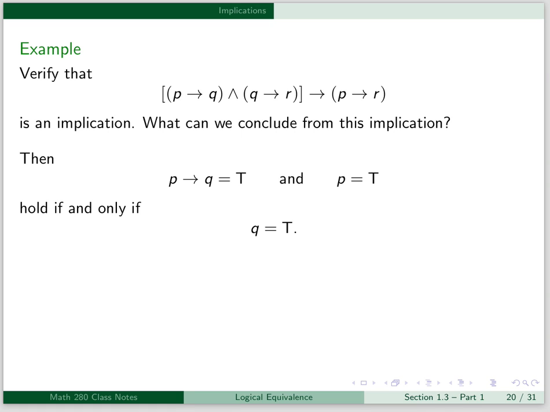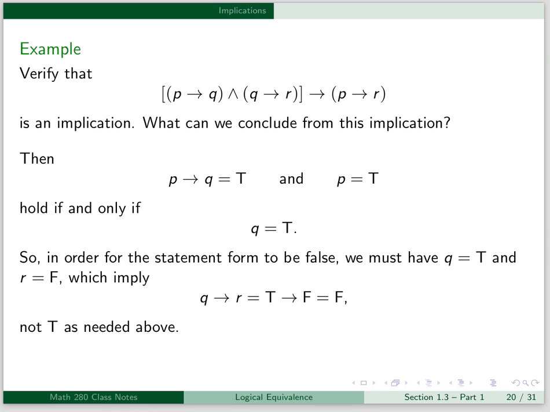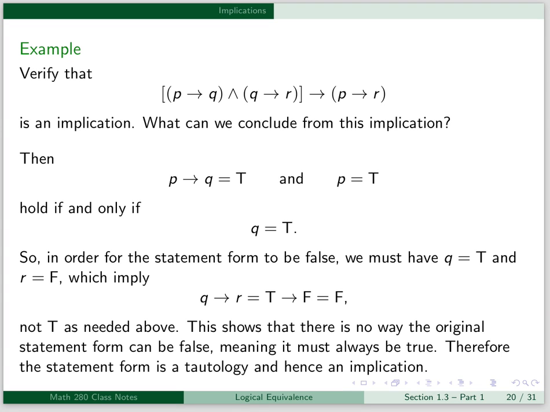Then P implies Q is true and P is true hold if and only if Q is true. So in order for the statement form to be false, we must have Q true and R false, which implies that Q implies R is true implies false, which is false. Not true, as we said we needed above. This shows that there is no way the original statement form can be false, meaning it must always be true. Therefore, the statement form is a tautology and hence an implication.